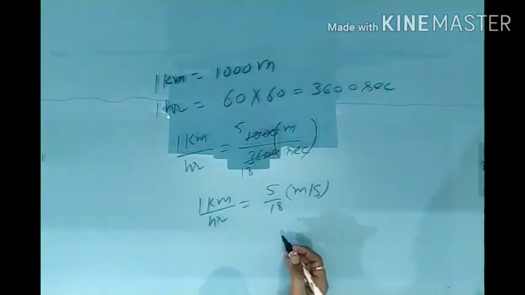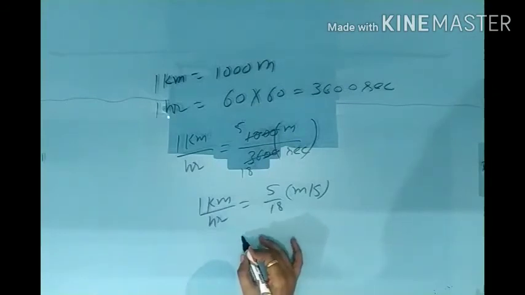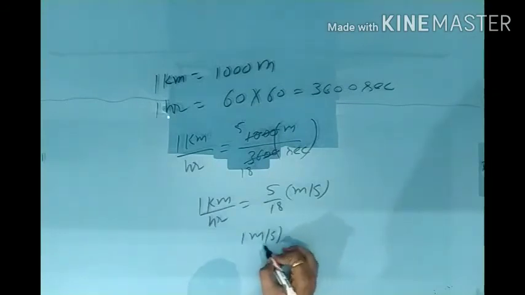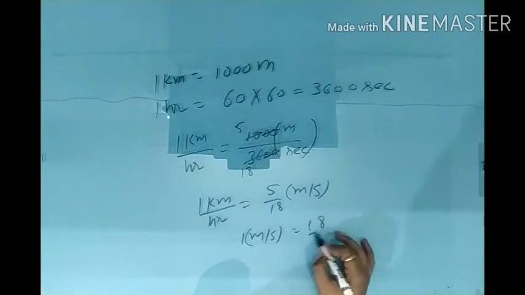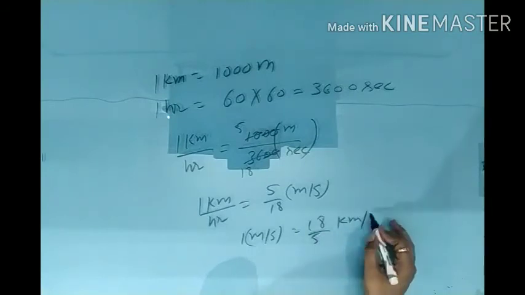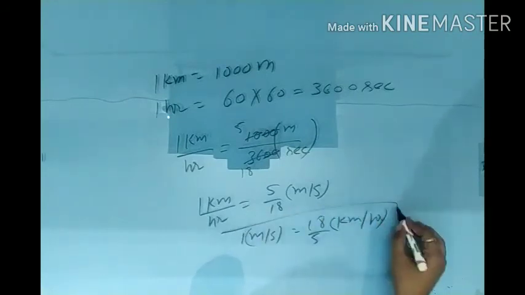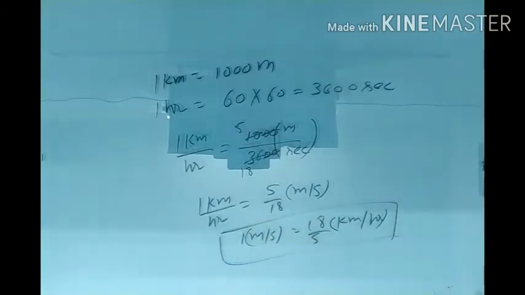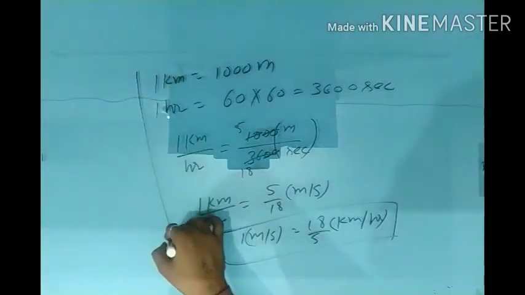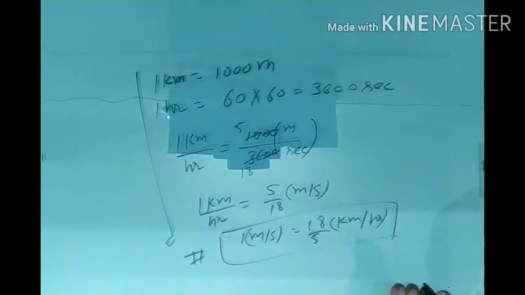Again, by reversing this equation, we can say that 1 meter per second is equal to 18 by 5 kilometer per hour. This relation is mostly used in numericals. So please keep in mind, you have to learn it, or you can try to solve it yourself.